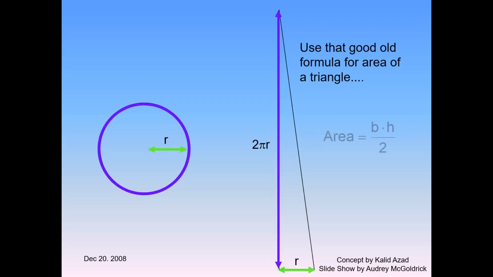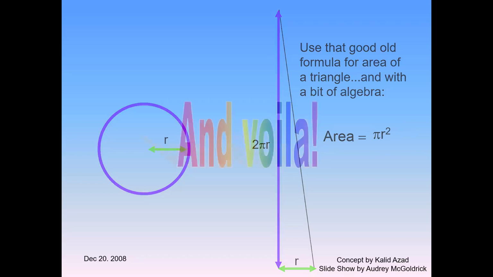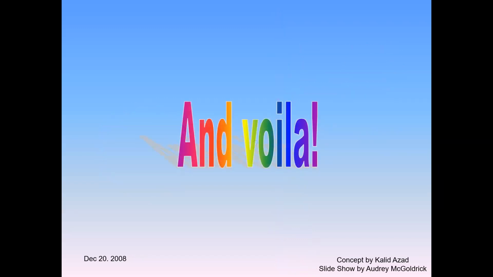So area of a triangle, what is it? Half times base times height. So half times r times 2 pi r, which becomes pi r squared. Ta-dang! That's how you get the area of a circle, pi r squared. Okay?